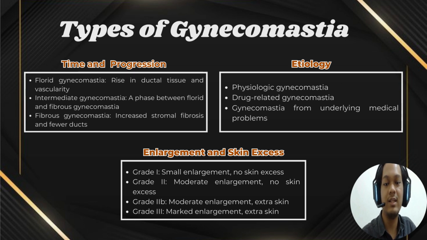Gynecomastia can also be classified based on the degree of skin excess and breast enlargement, namely grade 1, small enlargement with no skin excess; grade 2A, moderate enlargement with no skin excess; grade 2B, moderate enlargement with skin excess or extra skin; and grade 3, marked enlargement with extra skin, also bearing a similarity to female breast ptosis appearance.